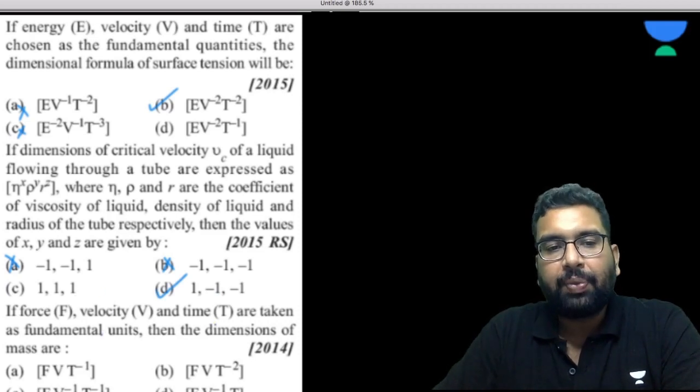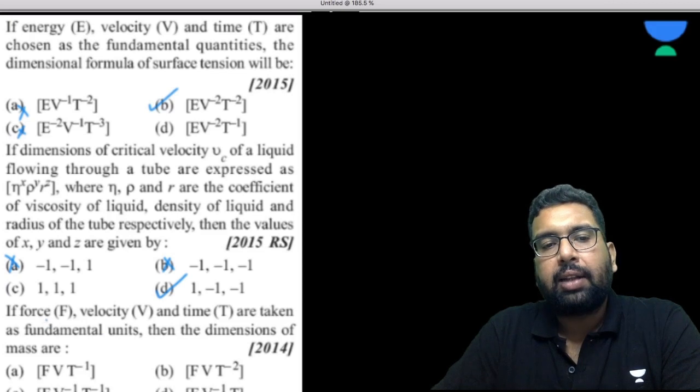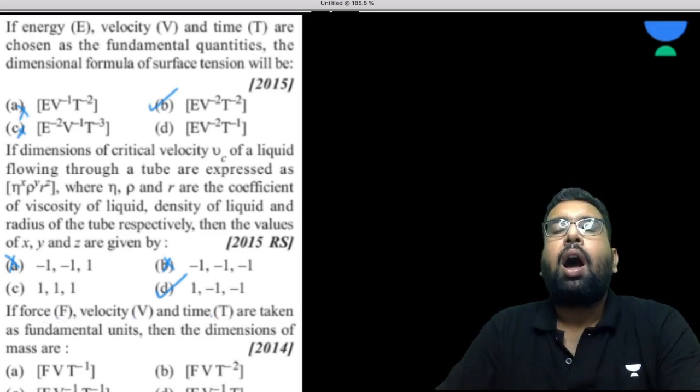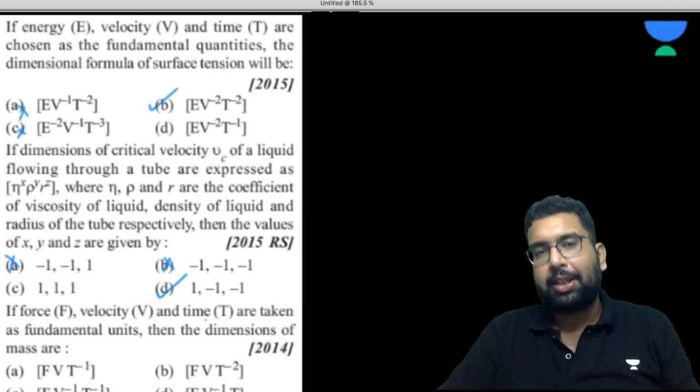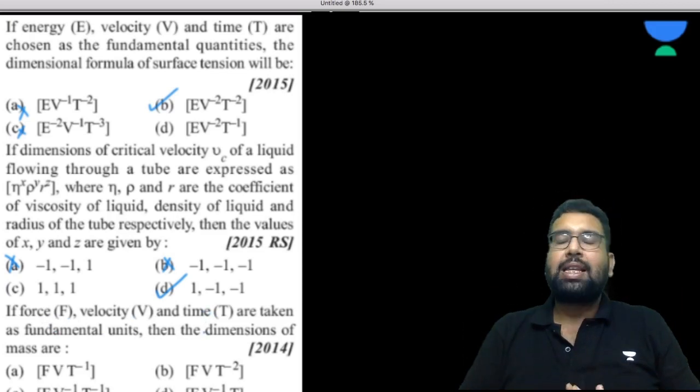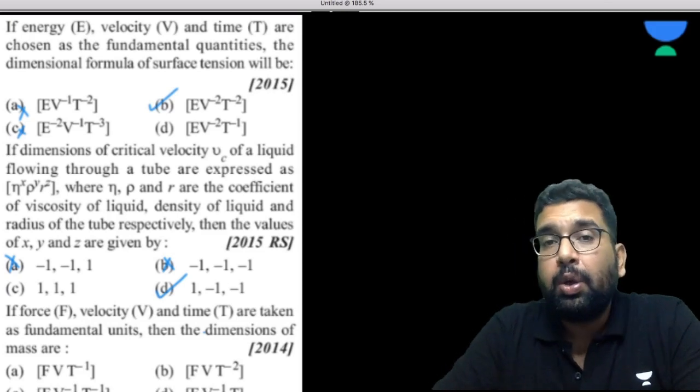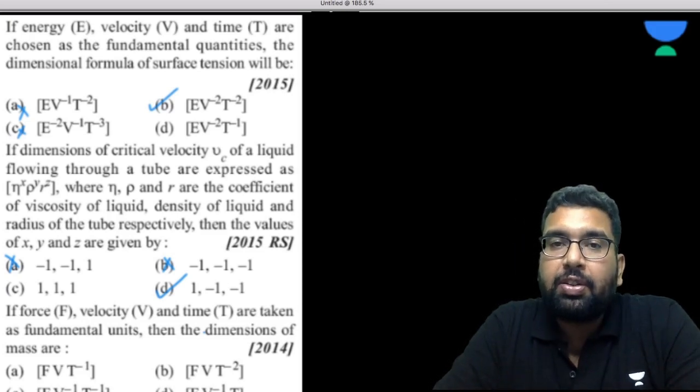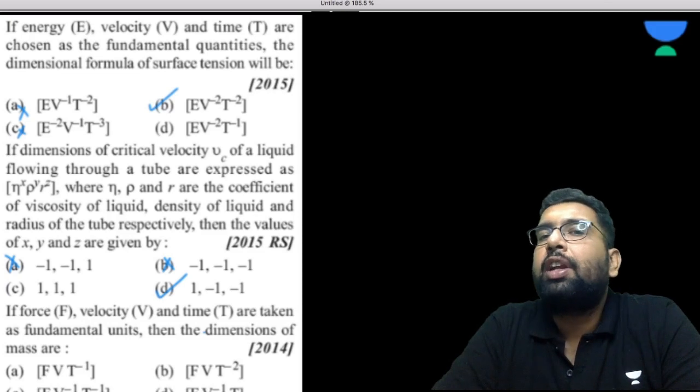Now please understand the next question. If force F, velocity v, time t are taken as fundamental units, then the dimension of mass is. Now again what they are asking you in the third question is that they have changed the fundamental unit.